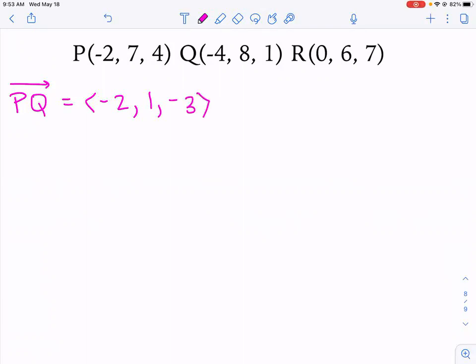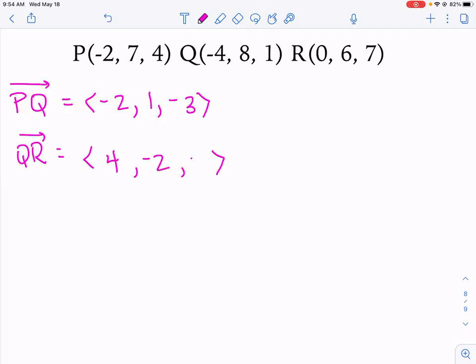Okay, now let's make a second vector. What's another vector you want to make? QR sounds great. Okay. Terminal minus initial. It's 4. Terminal minus initial.